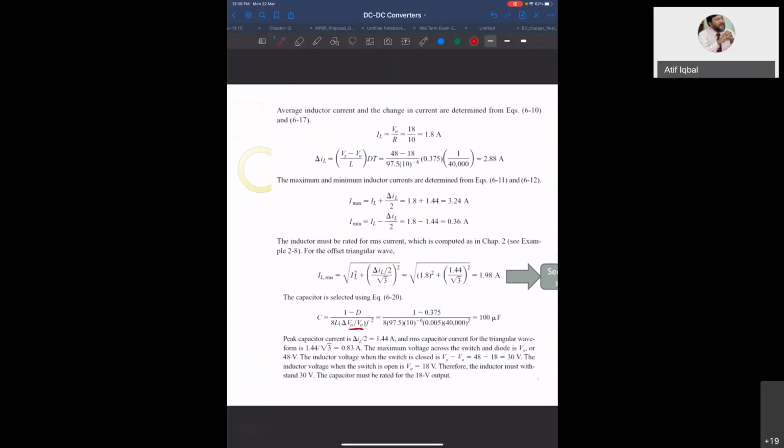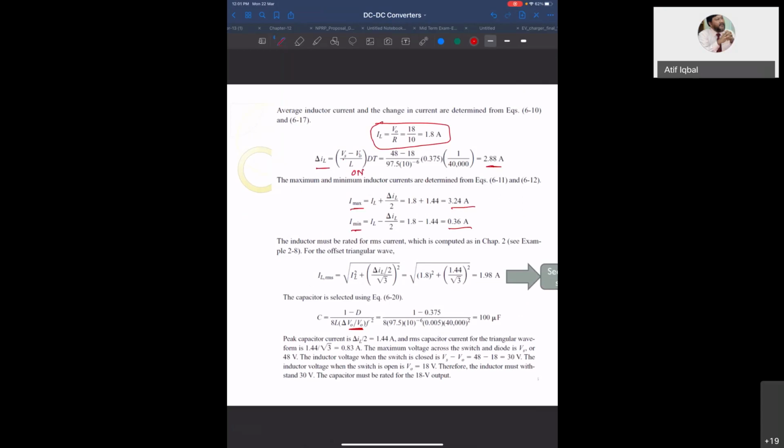We need to calculate the delta. This is given or not? You have to check if it is given or not. Now the average current and the change in the current: this is your load current. So the ripple in the current is Vs minus V, this is during the on condition. On and off is the same. So this 2.88 is the ripple. So you can calculate what is max, what is min. So this is the peak value, this is the lower peak.